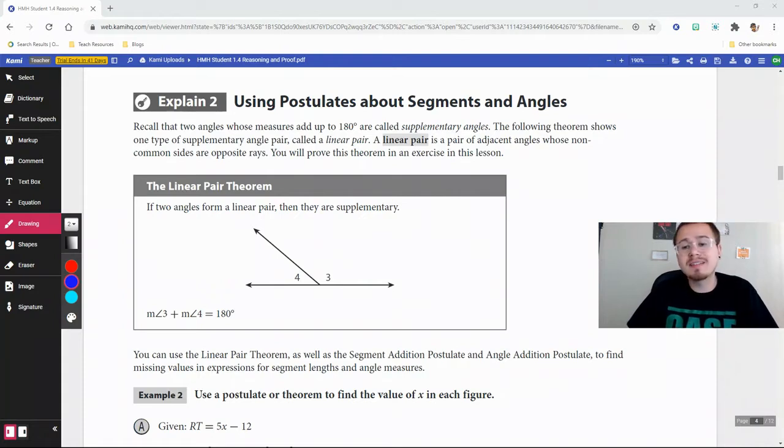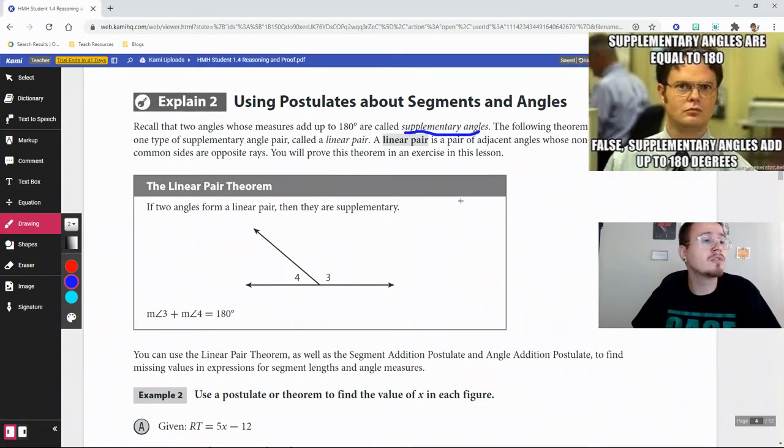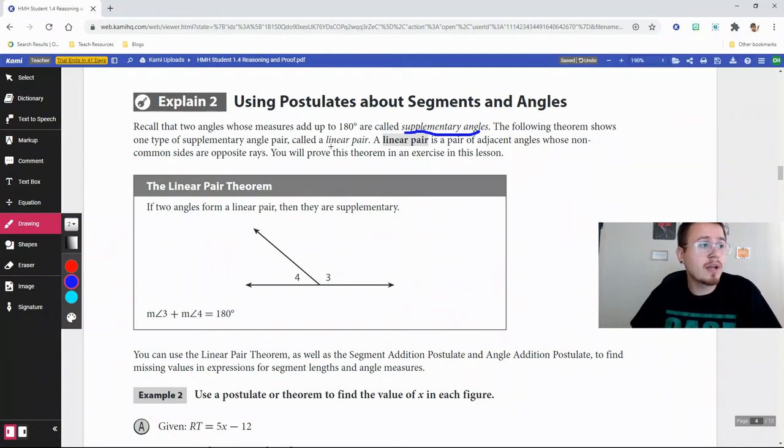So here's explain number 2, using postulates about segments and angles. So we've talked about line segments, we've talked about angles. There's some vocab here that I need to make sure that you guys know. So supplementary angles, just any two angles that add up to 180 degrees, so they make a straight angle, straight line. The following theorem, though, shows that we have something called a linear pair. So a linear pair is a pair of adjacent. Do you know what adjacent means? Like when you're right next to somebody, adjacent.